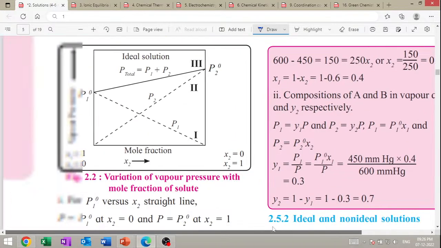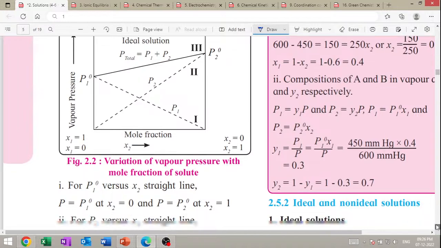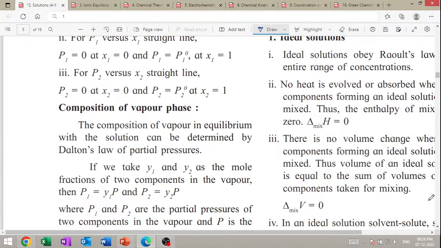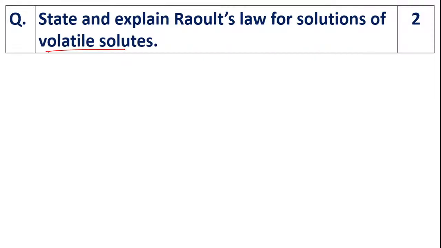The next part is the non-volatile component. Okay, the next question is the non-volatile component. This is for non-volatile component, and this is for volatile component. One is for volatile component and the second for non-volatile component. Understood everyone? These are the different equations for Raoult's law.